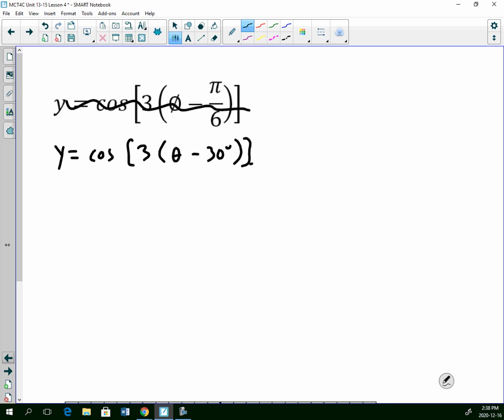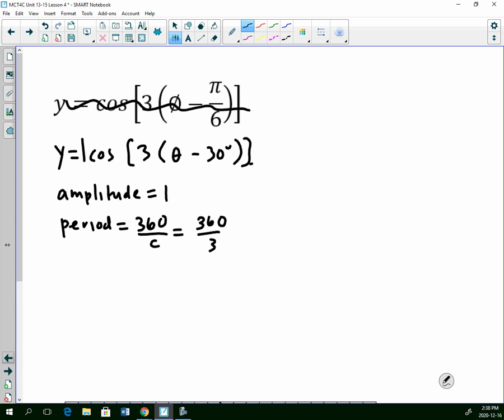Okay, so both of these transformations apply to the x because they're both in the brackets. So the amplitude is 1 because there's no number at the front, so it's a 1, right? So the amplitude can't be 0. It's always 1 unless it's stretched. The period is normally 360. We'll divide it by c. Well, in this case, c is 3. And so the period is 120 degrees.